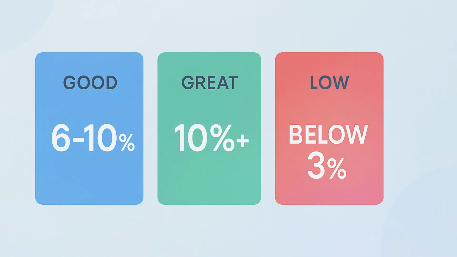CTR is more than a number. It's a reflection of how powerful your thumbnail and title are. 6 to 10% CTR is considered strong. Anything above 10% means your topic and thumbnail are connecting perfectly. Below 3%, your video is struggling to convert impressions into clicks.